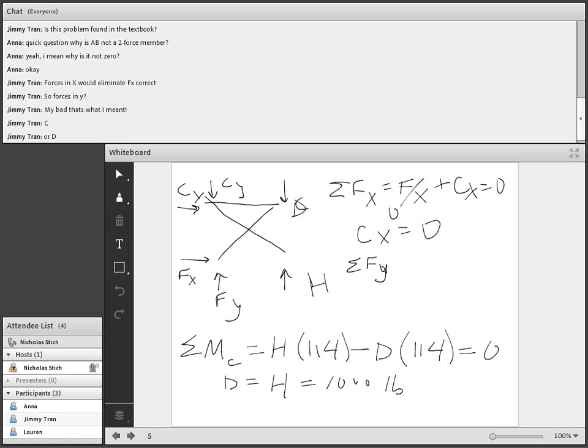Sum of the forces in the Y equals Fy plus H minus D minus Cy equal to 0. Cy is equal to Fy plus H minus D. We know that H and D are equal to each other, so they cancel each other out. So Cy is equal to Fy. Cy is equal to 1,000 pounds.